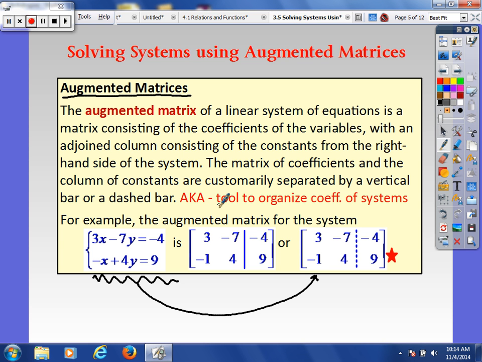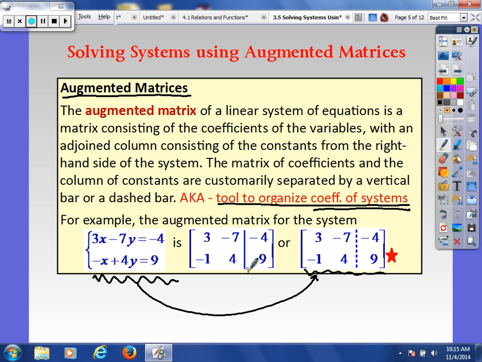Again, this is a tool to organize the coefficients of a system. Notice there's no x's, there's no y's. We've taken the equal sign out. In our augmented matrix, there are no variables now. And that's a good thing for most students because they feel pretty comfortable with numerical values, with integers. Even with fractions, they can manage without the variables. So we take out the variables, we bring them back in at the very end, and we're going to end up using the second one more so than this one.